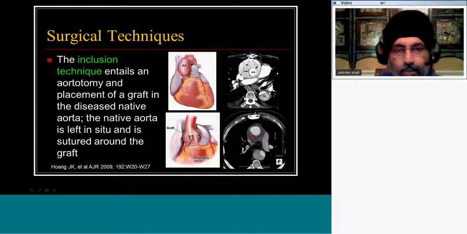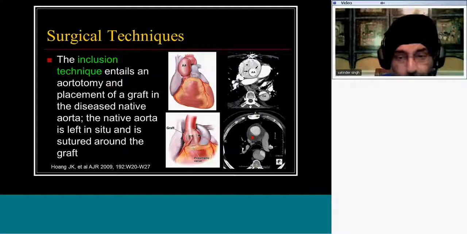The inclusion graft technique involves performing an aortotomy and placing a graft within the diseased native segment of the aorta, and the aortic wall is then again sutured on top of the graft. So what you will see is a graft within the wall of the native aortic sac, and that sac may remain filled with contrast or thrombus. It can be hyper-attenuating or it can be low attenuating and gradually evolve over time.